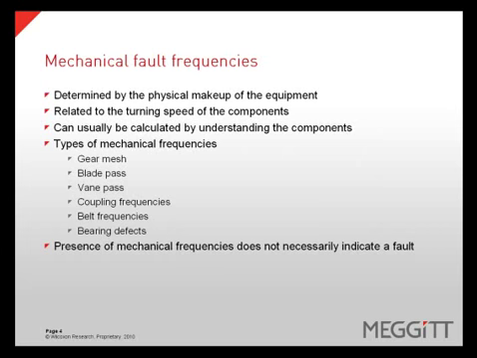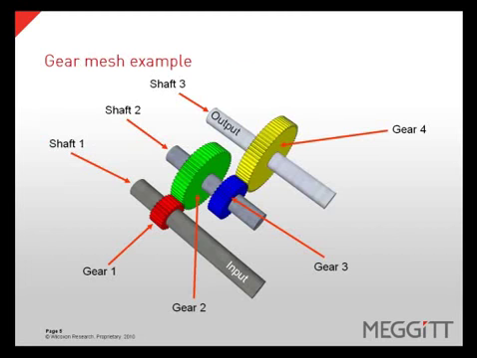Types of mechanical fault frequencies include gear mesh, blade pass, vane pass, coupling frequencies, belt frequencies, and bearing defects. The mere presence of mechanical fault frequencies does not necessarily indicate a problem. Let's look at an example of calculating fault frequencies.